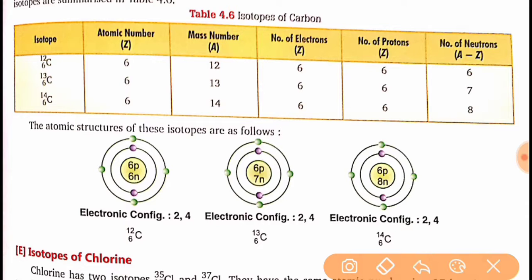And in the case of carbon-14 the electronic configuration is also the same, but the difference is only in the number of neutrons. 7 neutrons in C-13 and 8 neutrons in C-14. So this is the only difference. Okay, these are very simple things, isotopes.